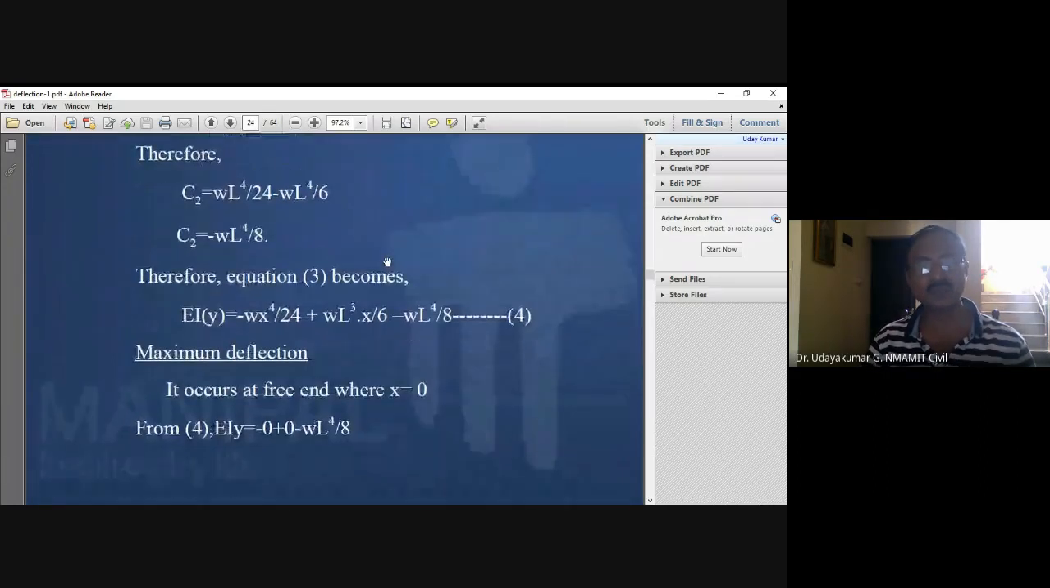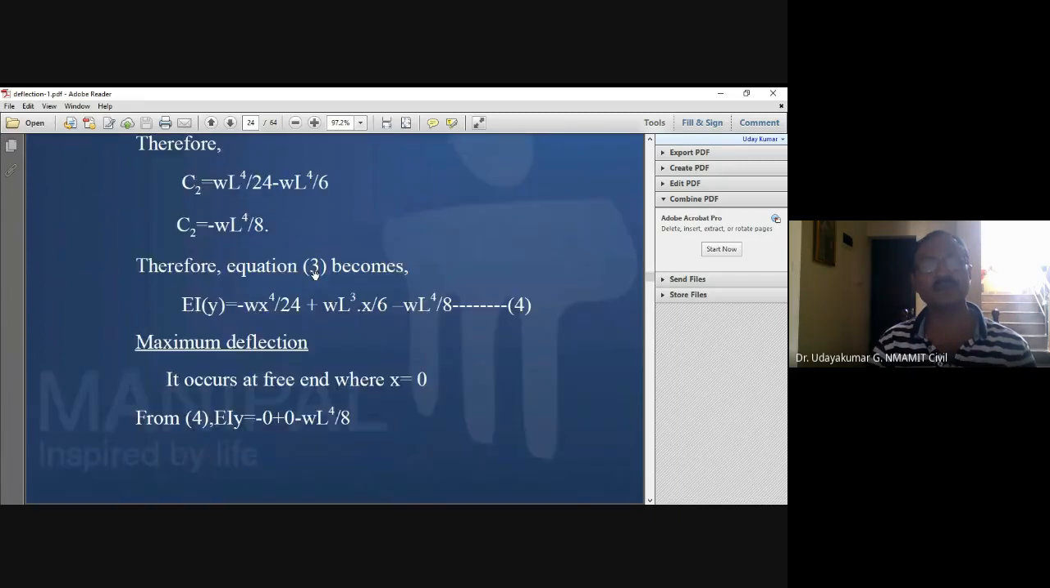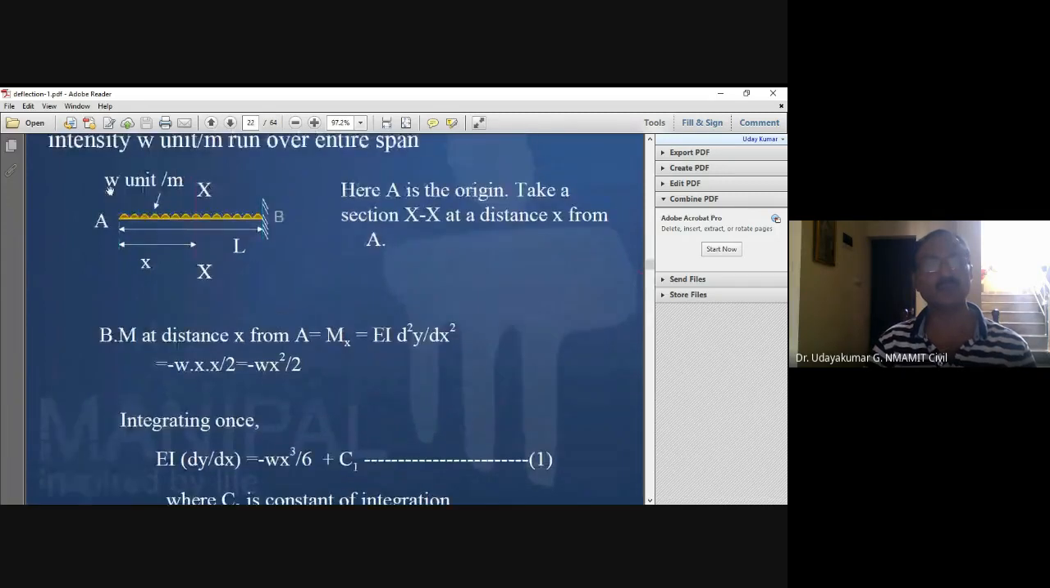So C1 and C2 substituted, and the maximum deflection what you get will be WL cubed by 6 into L, minus WL to the power 4 by 8EI, omega here. W in this case is now small w, which is omega, what we call UDL, uniformly distributed load of certain unit per meter, generally kilonewton per meter.